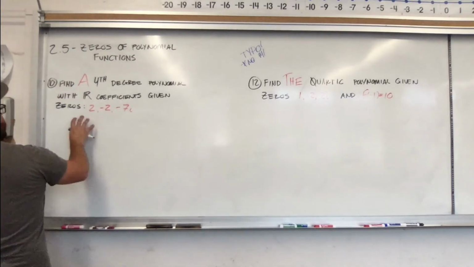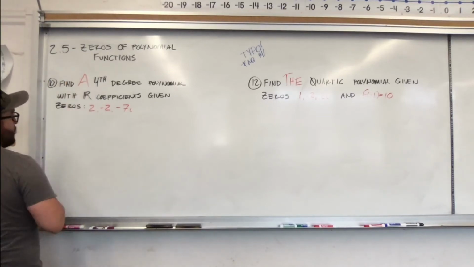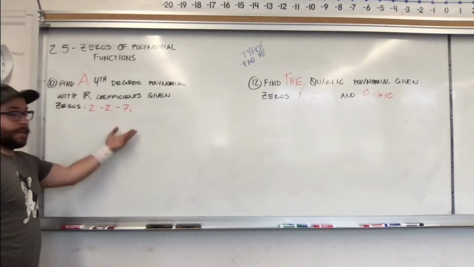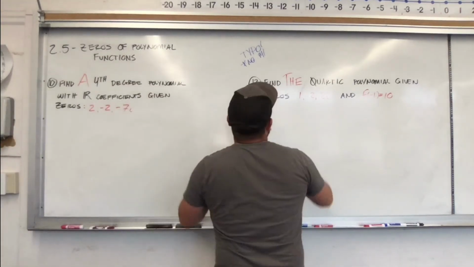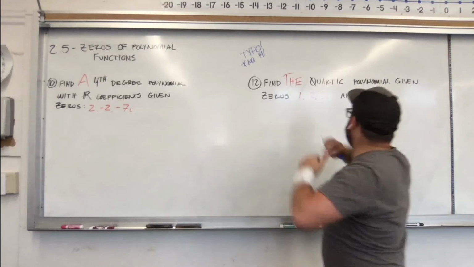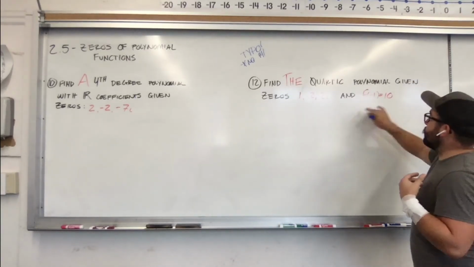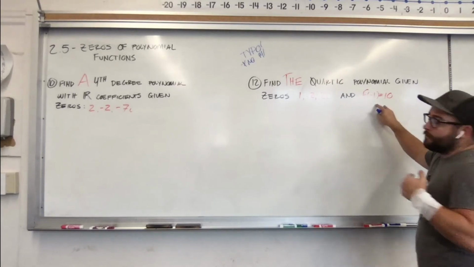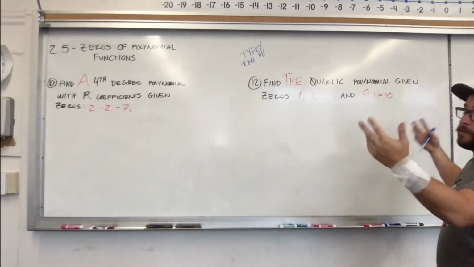But for number 10, we're asked to find a 4th degree polynomial given a couple zeros. And for number 12, we're asked to find the specific quartic polynomial, given these zeros and a little something extra. So we're going to see the difference of these two as we produce polynomials given some zeros.